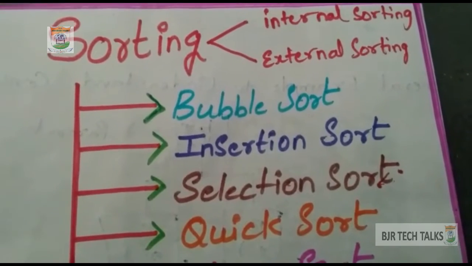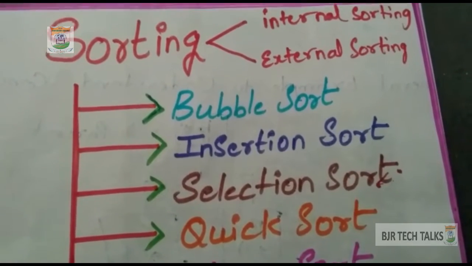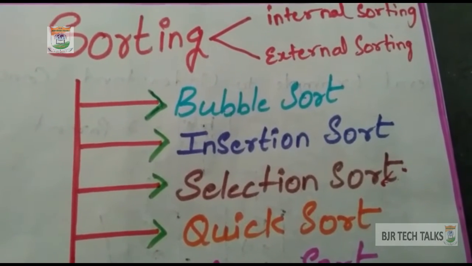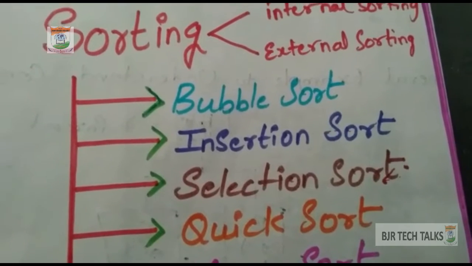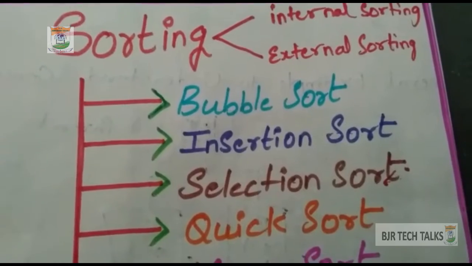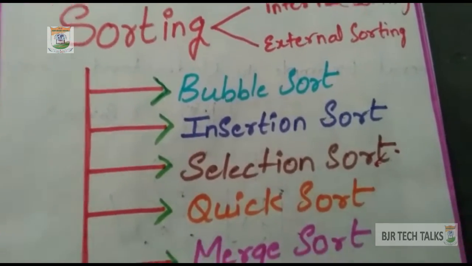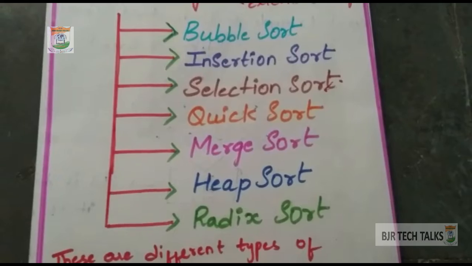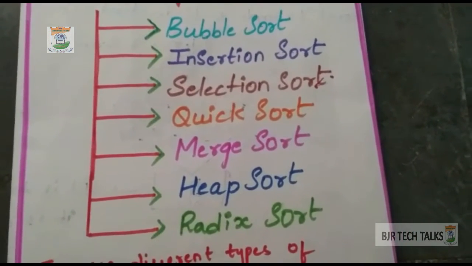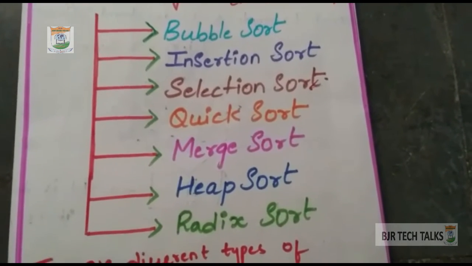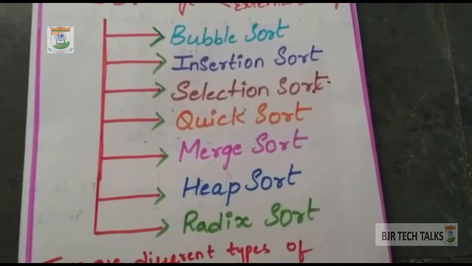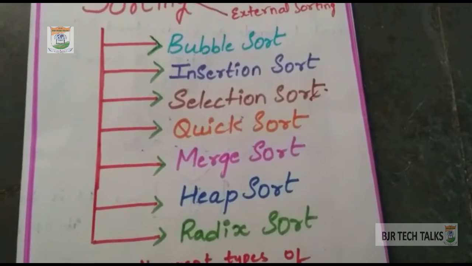And external sorting is when the number of elements or objects which we are giving is not enough to store in memory and they are on external storage. Here you can see the different types of sorting algorithms: bubble sort, insertion sort, selection sort, quick sort, merge sort, heap sort and radix sort. So today we will learn about bubble sort.